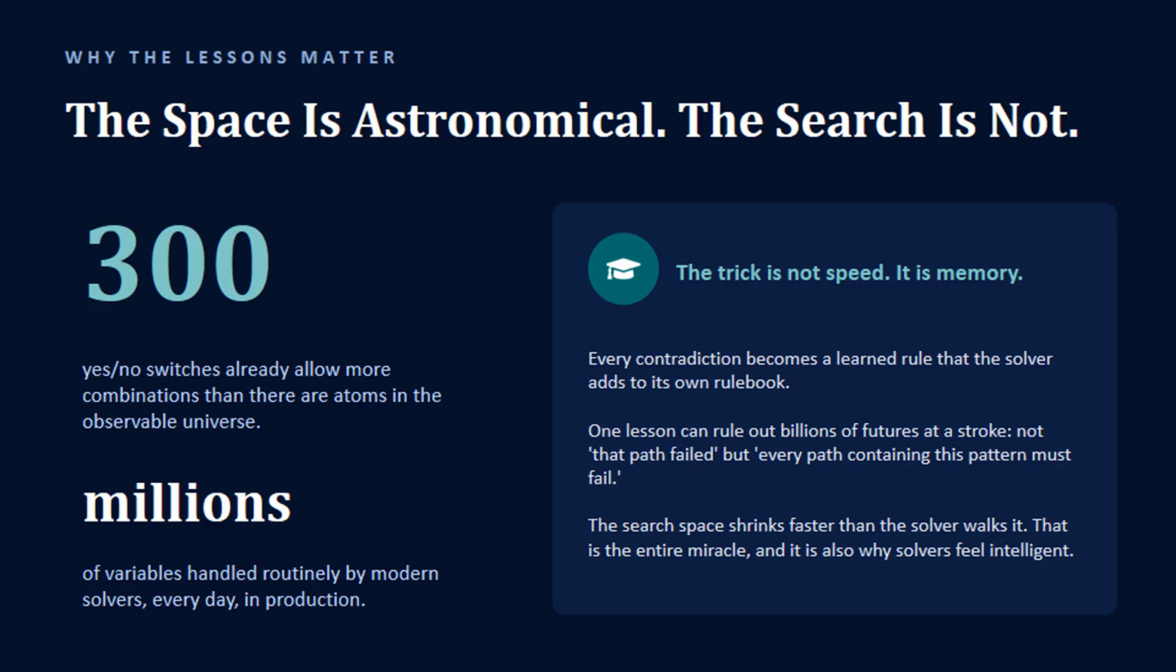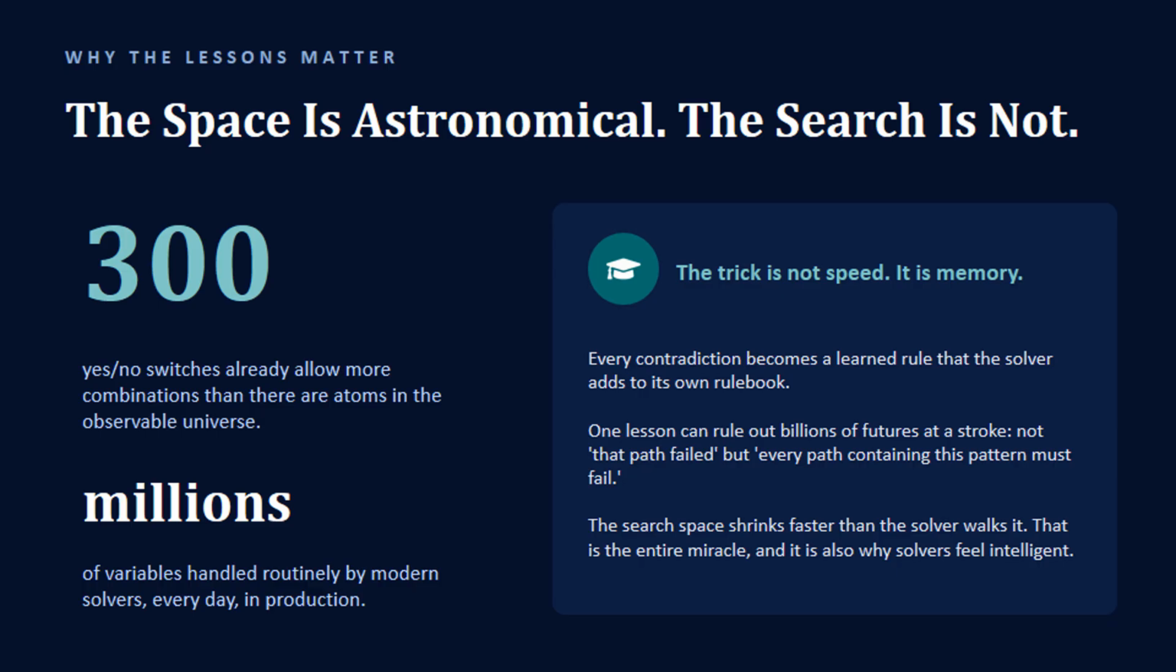Let me show you why step 4, the learning step, is the whole story. Our toy roster had 6 switches, so 64 combinations. Brute force would be fine. But scale up just a little. 300 yes-no switches allow more combinations than there are atoms in the observable universe. And real problems, the ones C3 chews through daily, involve not hundreds but millions of variables. No amount of raw speed survives numbers like that. If solvers merely tried possibilities faster, they would still be running when the sun burns out.